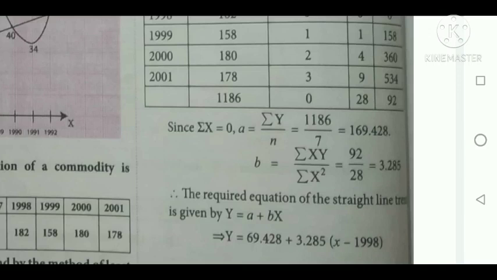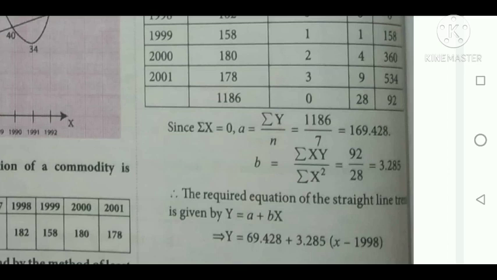Here summation of Y is 1186 divided by n, which is 7 years. We are getting 169.428. And as well as b equal to sigma XY divided by sigma X square. We are getting 92 by 28. It is 3.285. So after finding the a as well as b value, write the formula.